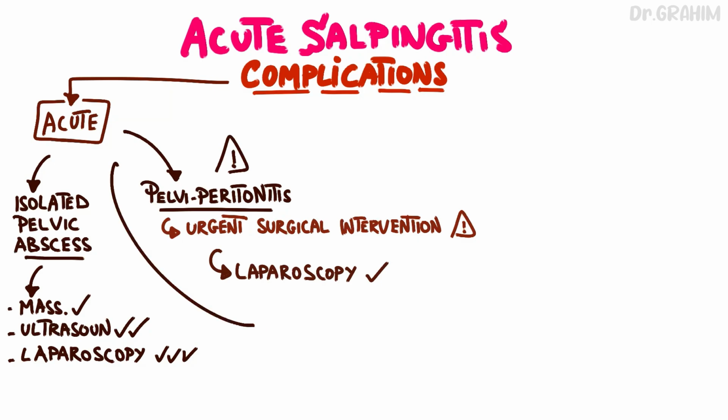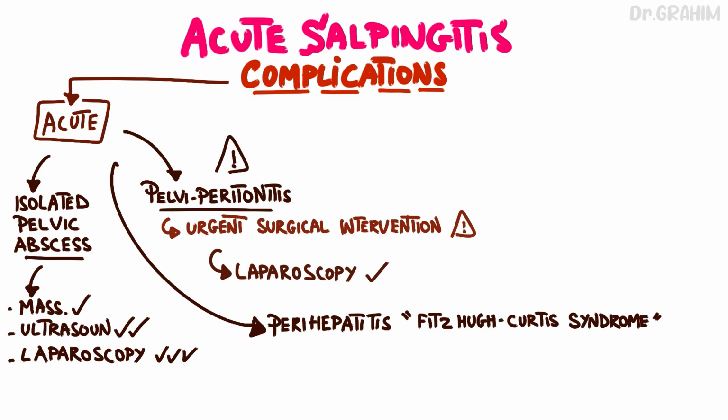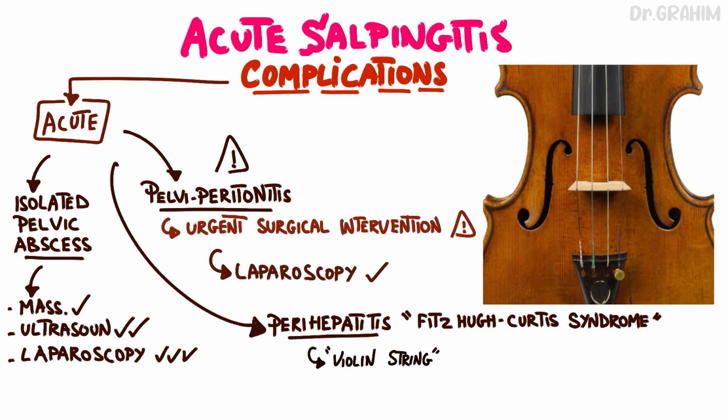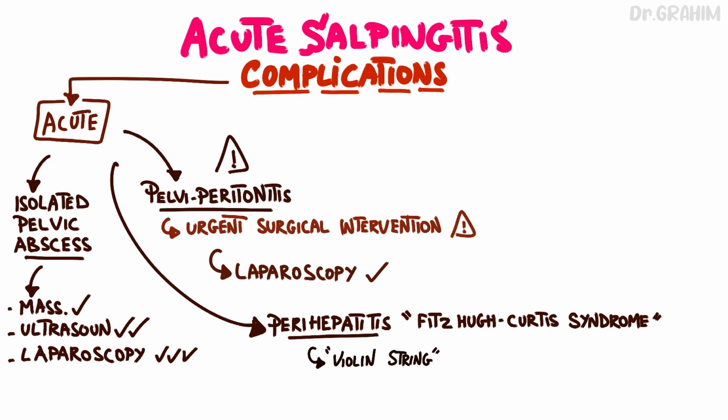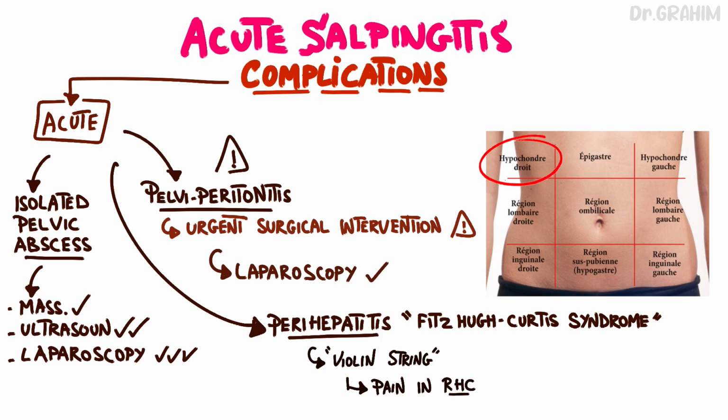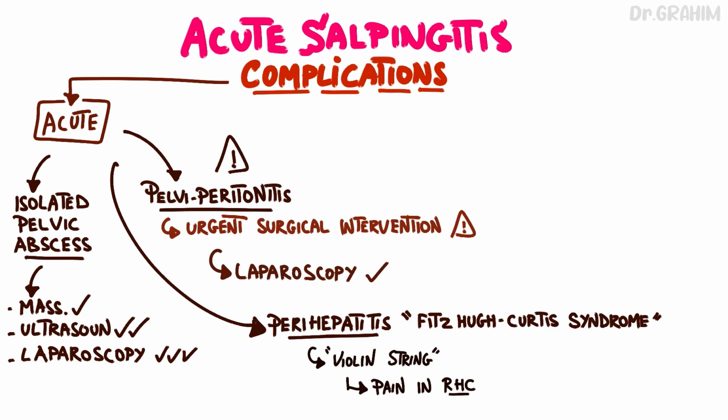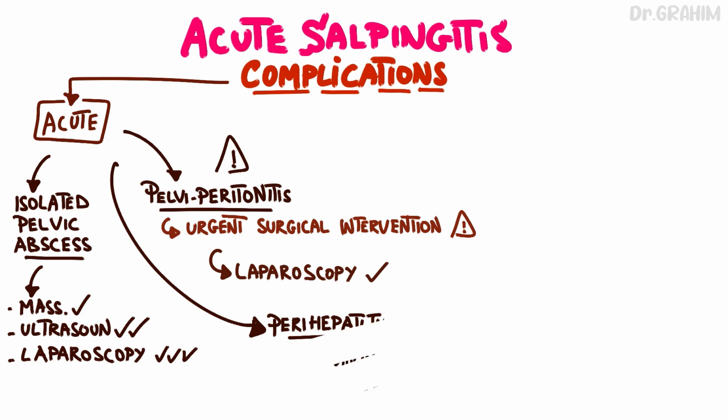Thirdly, perihepatitis, or what we call Fitz-Hugh-Curtis syndrome. This is a specific complication linked to a genital infection with Chlamydia trachomatis or Neisseria gonorrhoeae, whether old or ongoing. This condition is characterized by violin string adhesions stretched between the anterior surface of the liver and the diaphragm. These adhesions can cause pain in the right hypochondrium, sometimes mistaken for liver or biliary pathologies. The diagnosis is confirmed by laparoscopy, which allows direct visualization of the adhesions.